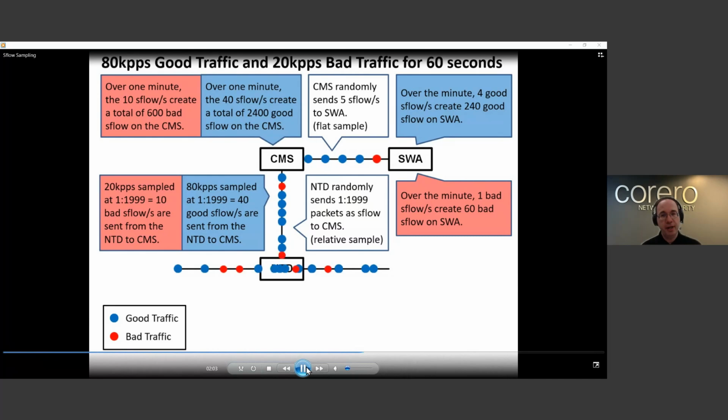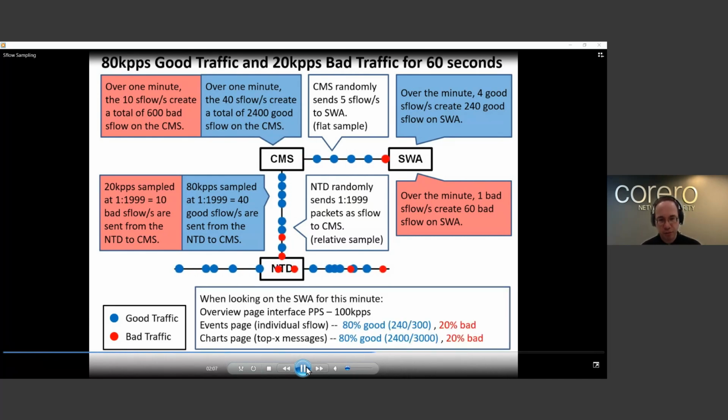At the end of the minute, after the CMS is done and the attack and all the good traffic has gone through, and you look at your graph, you would see on the overview page, it would say, hey, in this minute, I saw 100,000 PPS.